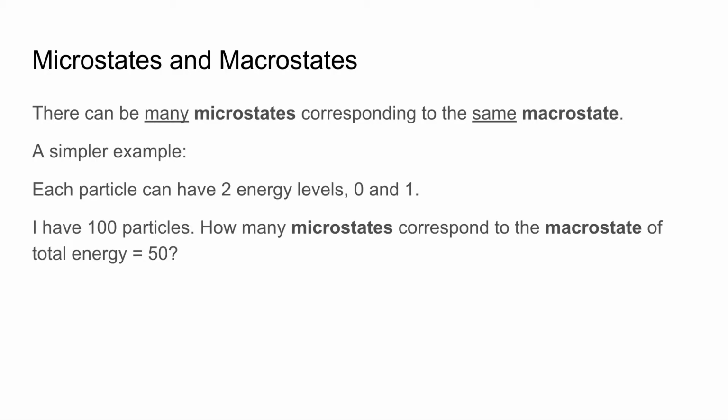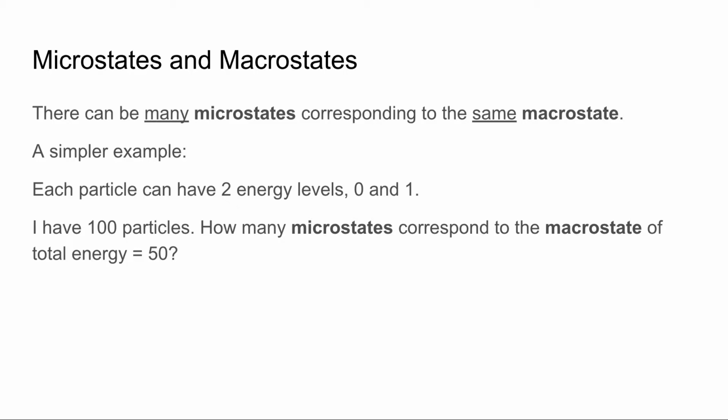Now let's have a simpler example. If I have a bunch of particles, let's say 100 particles, and each particle can have two energy levels, 0 or 1. So if I know the energy level of every single particle, I know the microstate of all the 100 particles of the entire system.